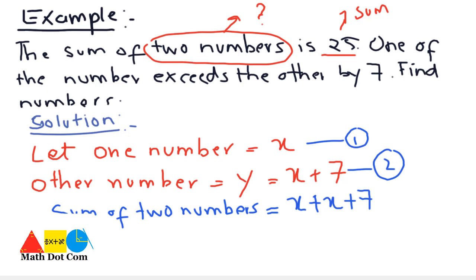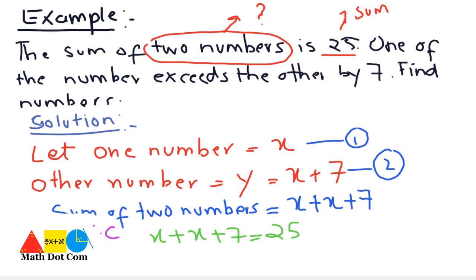Now according to the condition, we have that the sum of two numbers is 25. So how can we write it? We can write it as x plus 7 equals 25. So this is how we can write the equation according to the condition.